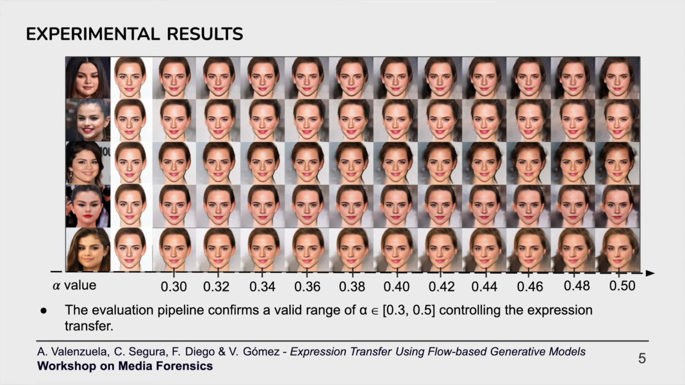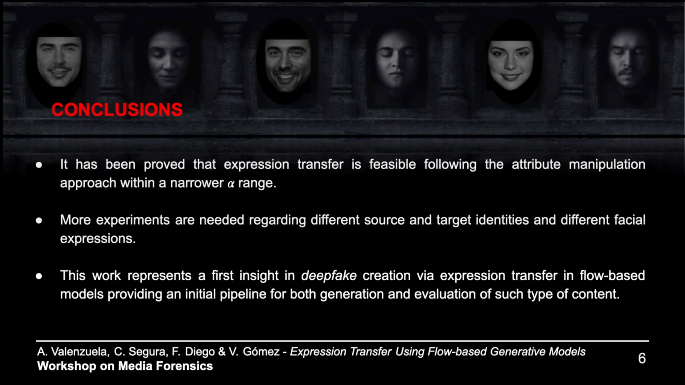Here we can observe the results for 5 different expressions between two popular identities. This first column corresponds to the original images with the expression to be transferred. This second column corresponds to the mean face of the target identity, while the other images correspond to the target output images for increasing values of alpha. We can see how the expression of the mean face of the target is modified across the alpha range, acquiring the source facial expression.